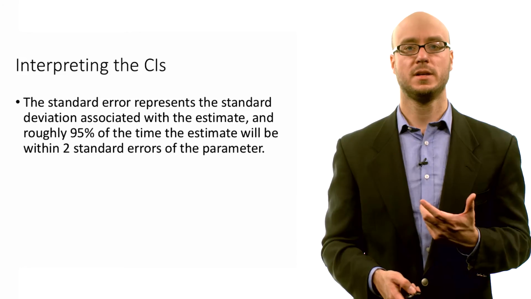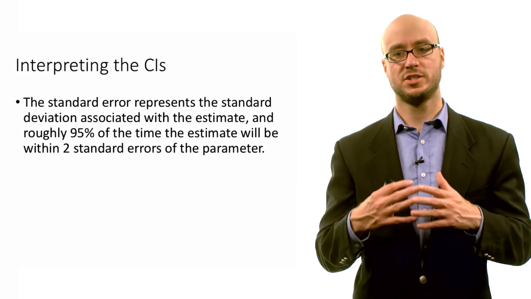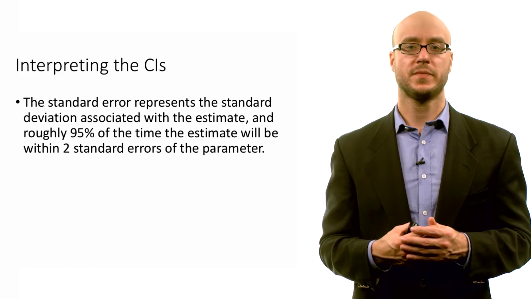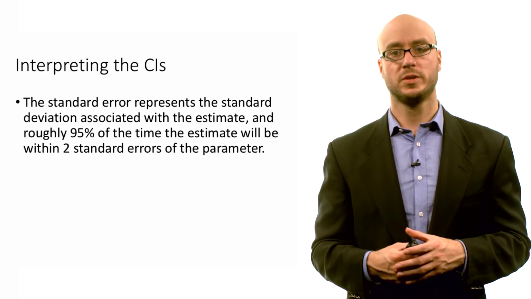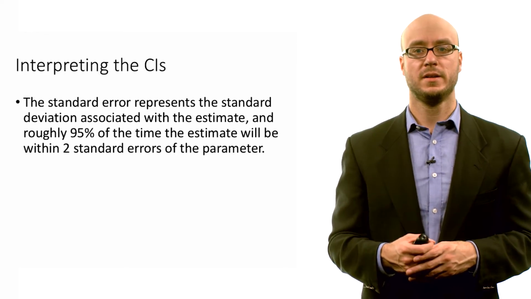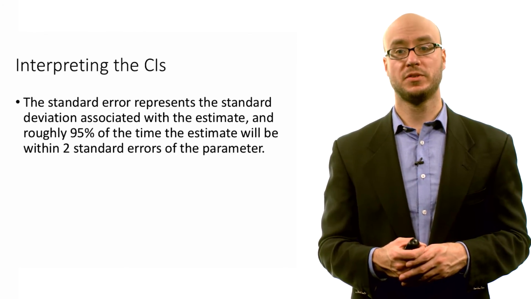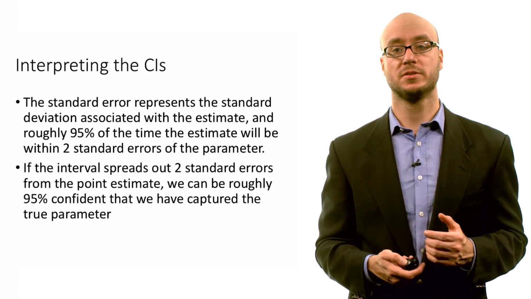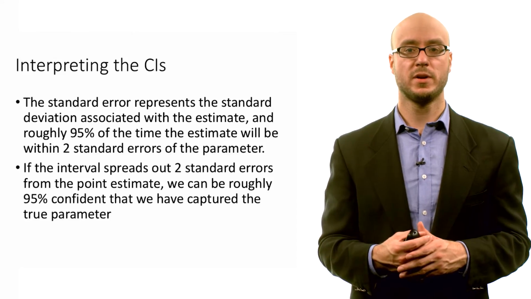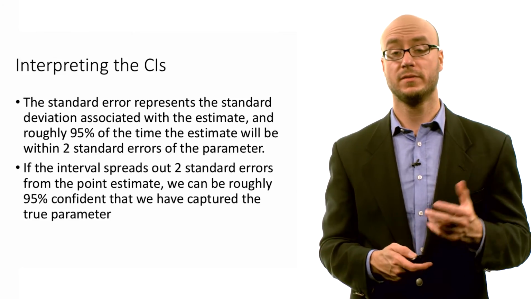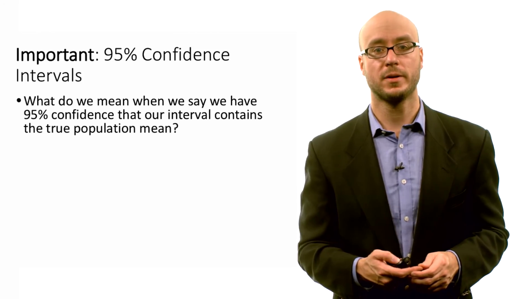It's very useful. Now, one aspect of an interval estimate or confidence interval is that we need to be careful how we interpret the interval. The standard error represents a standard deviation associated with the estimate in terms of the sampling distribution. And so with an interval estimate, we will know that roughly 95% of the time the estimate is going to be within 2 standard deviations of this unobserved population parameter. So if the interval spreads out 2 standard errors from the point estimate, we could be roughly 95% confident that we have captured the true population parameter.